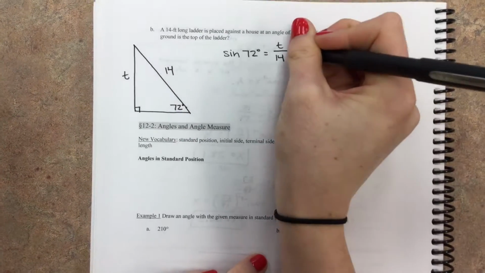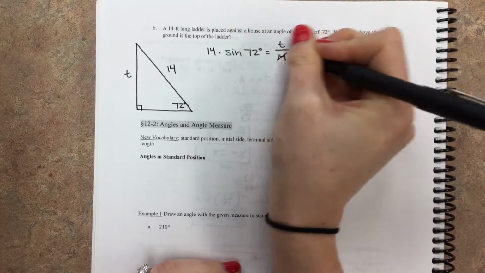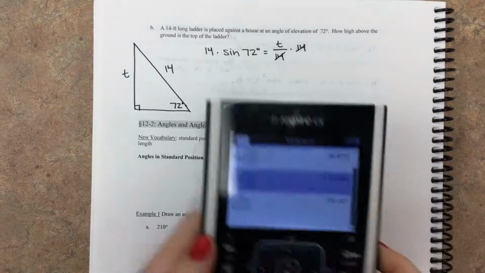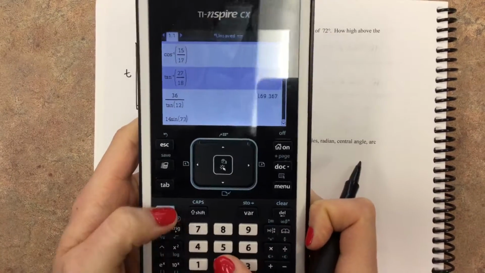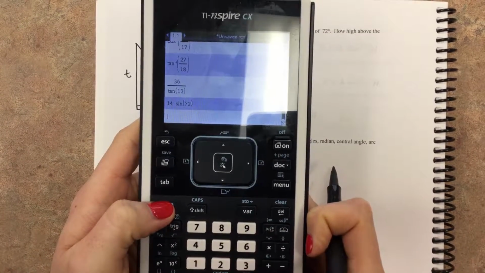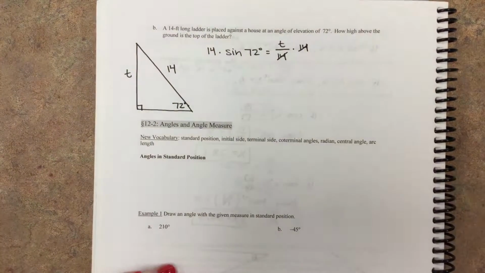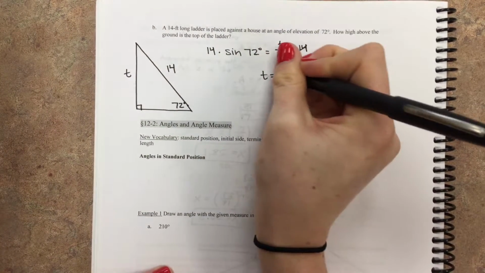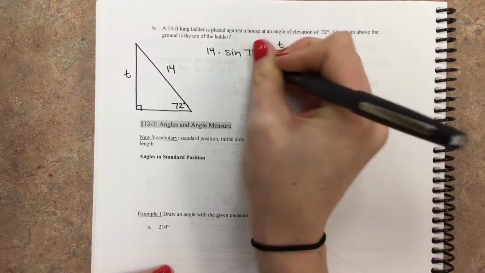So all we have to do with this one to get the T by itself is just multiply both sides by 14. So we can just plug that left-hand side right into the calculator like that. So we would have 14 times the sine of 72 degrees, and we get 13.3. There it is. 13.3 feet. All right, so that is it for your right angle stuff.